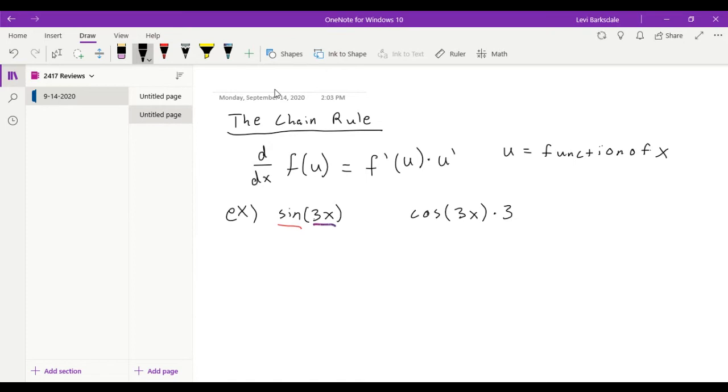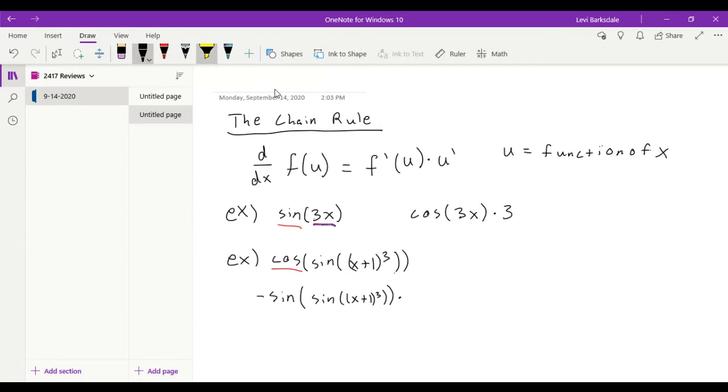And if we wanted to look at a more complicated example, for example, cosine of sine of x plus 1 cubed, well, all we do is we start looking at the outside. The derivative of cosine is going to be negative sine, and we leave the inside the same, so sine of x plus 1 cubed, then times the derivative of the inside.